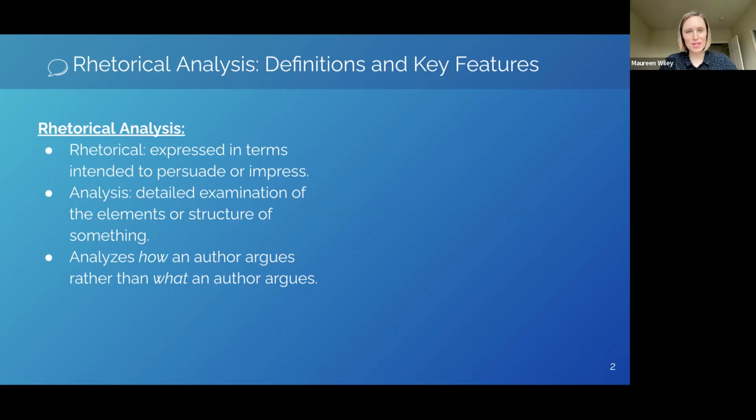And analysis, we've already talked about a little bit, but we'll continue to develop our analysis because that's really what makes this course so unique, is that we're going to focus on bringing our analysis into those higher levels of critical thinking, including analysis in the form of a detailed examination of the elements or structure of something. So you've probably heard me mention before that analysis refers to something being broken down into smaller parts or pieces. So a rhetorical analysis is an analysis of how an author argues rather than what an author argues.